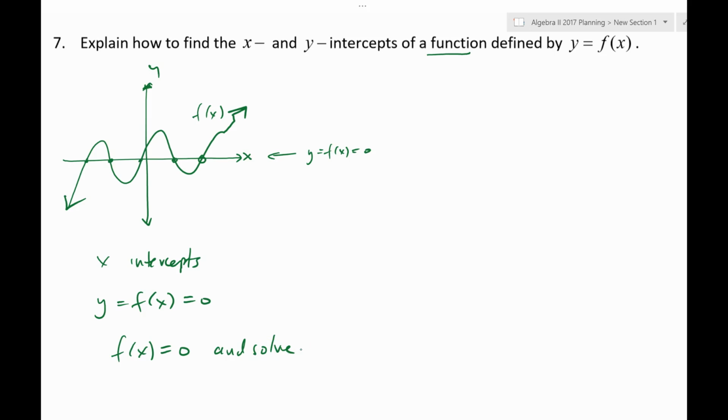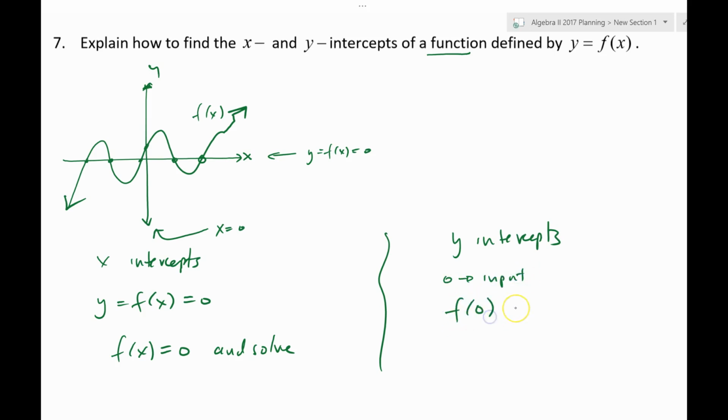The y-intercept's a little bit easier here. We know since it's a function, there's only ever going to be at most one y-intercept. And if we think about what's going on here, we know that the y-intercept is occurring on the y-axis where x equals 0. And so for y-intercepts, we simply need to put 0 as the input. So 0 is the input, which means evaluate f of 0.